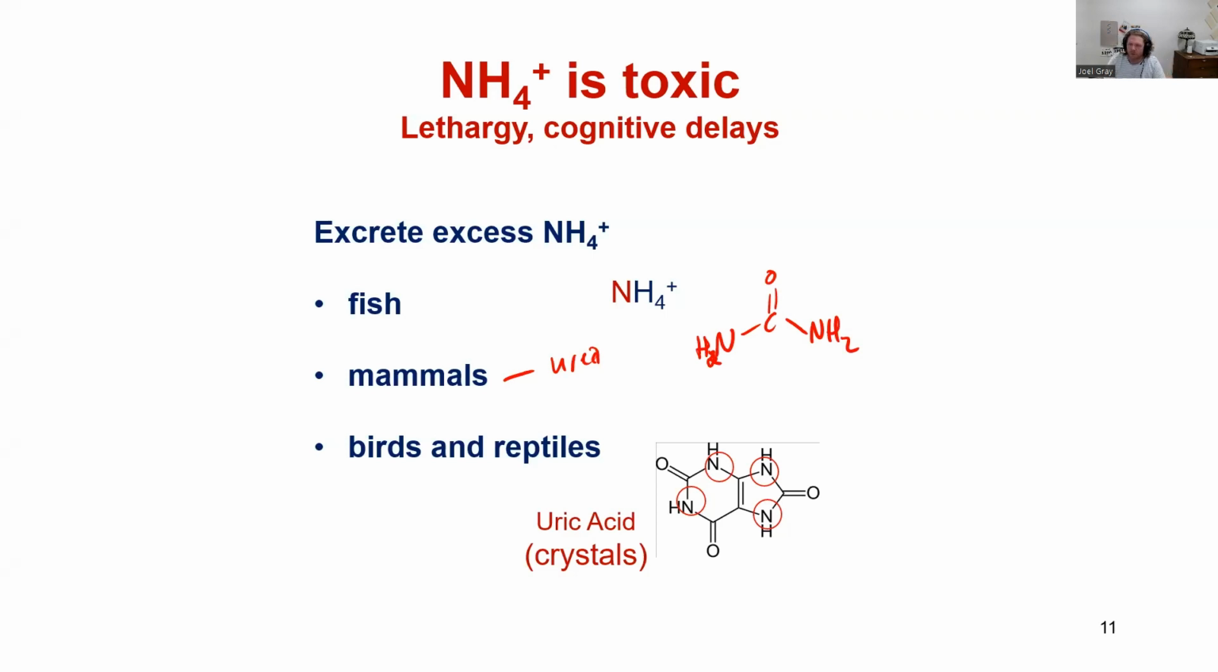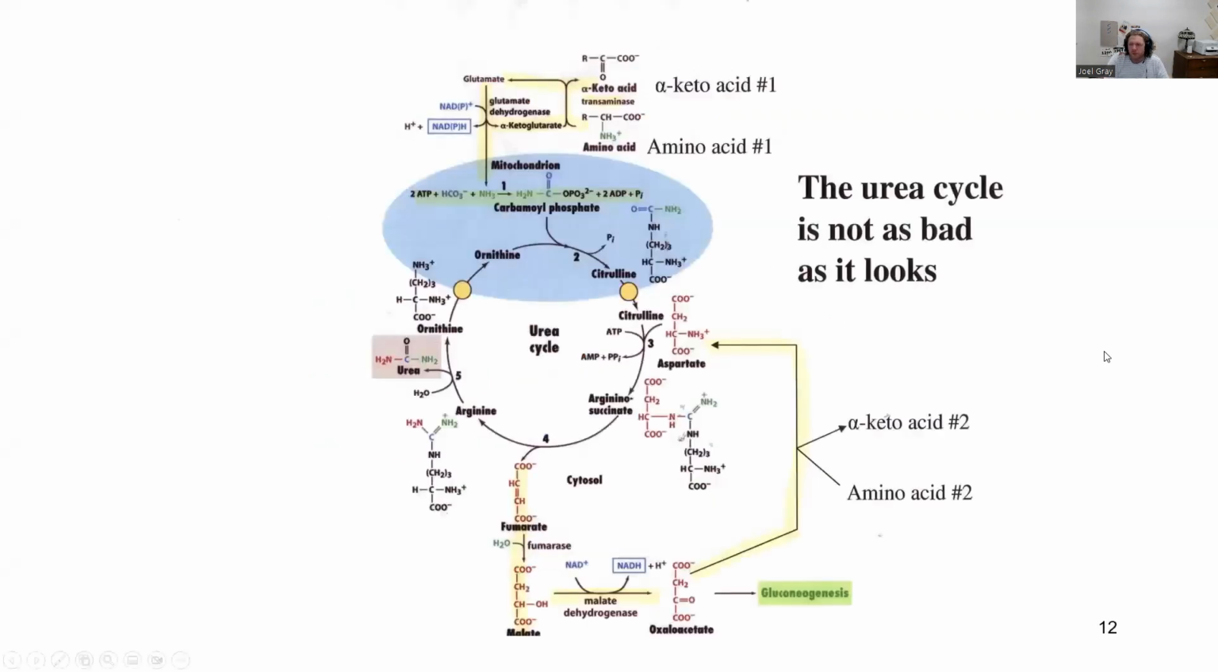Birds and reptiles are simply going to package up those uric acid crystals and excrete them. Mammals don't have that opportunity, nor do fish. So mammals have to take this ammonia and package it and make urea. The way that that's going to be done is this process known as the urea cycle. It's all here, and it's definitely a lot to swallow. But we're going to break it down, work through the different components, and talk about where these different things are going to take place.